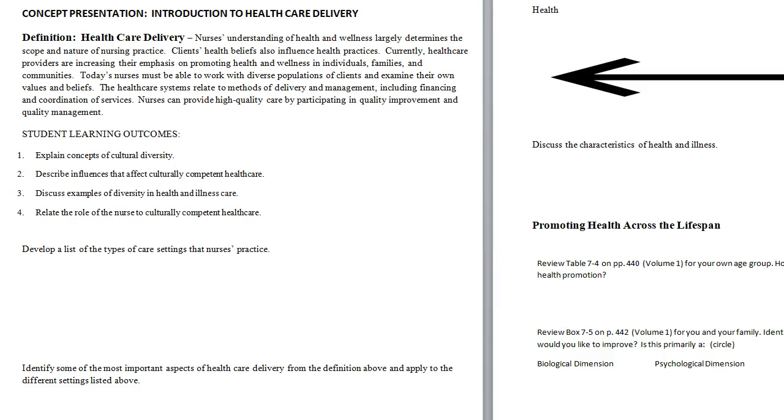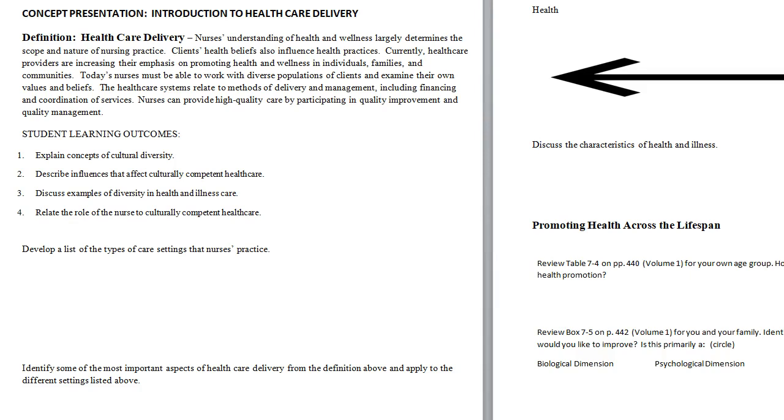We're going to talk about healthcare delivery. We'll kind of introduce you to healthcare delivery. This paragraph is about nurses' understanding of health and wellness largely determines the scope and nature of nursing practice. Clients' health beliefs also influence health practices. Currently, healthcare providers are increasing their emphasis on promoting health and wellness in individuals, families, and communities. Today's nurses must be able to work with diverse populations of clients and examine their own values and beliefs. The healthcare systems relate to methods of delivery and management, including financing and coordination of services. Nurses can provide high-quality care by participating in quality improvement and quality management.